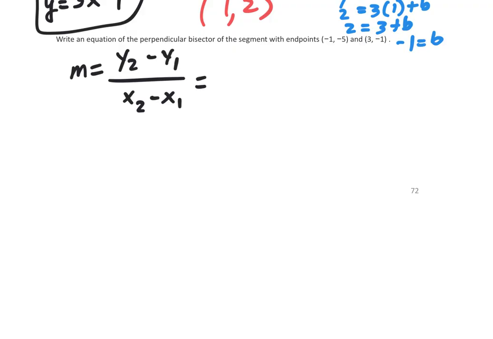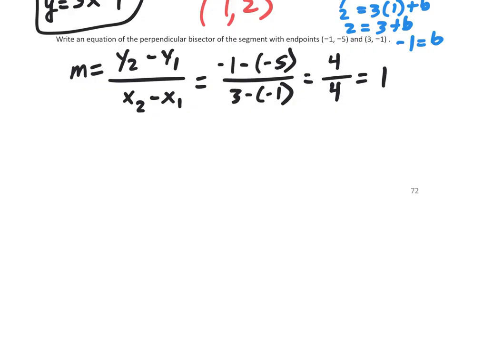Okay, be careful with what's what here. y2 minus y1: -1 minus -5 over 3 minus -1. Really be careful of your signs here. -1 minus -5 is really -1 plus 5, which is 4. 3 minus -1 is really 3 plus 1, which is also 4, which gives me a slope of 1.